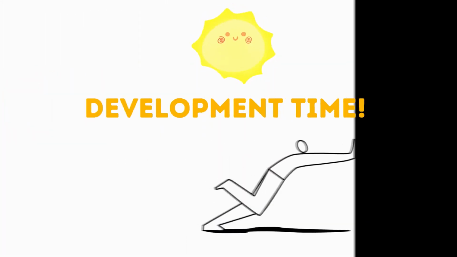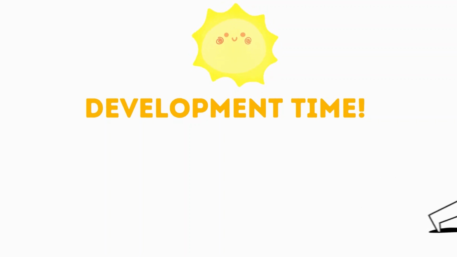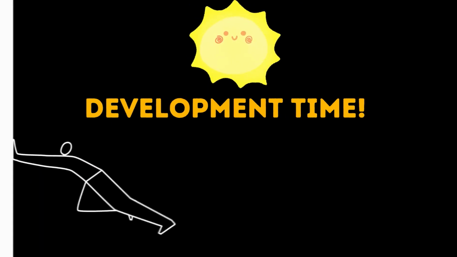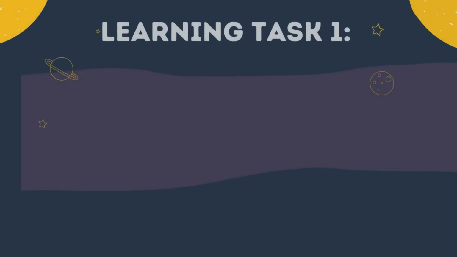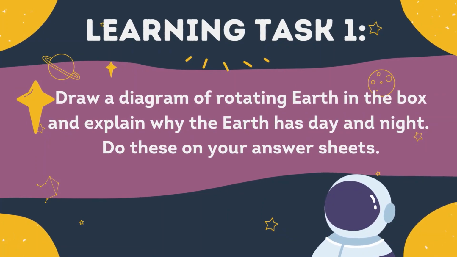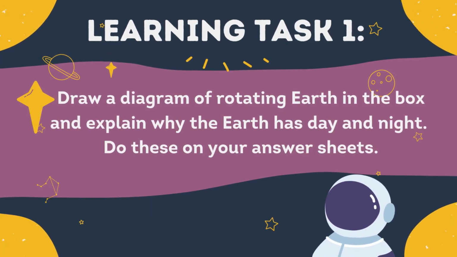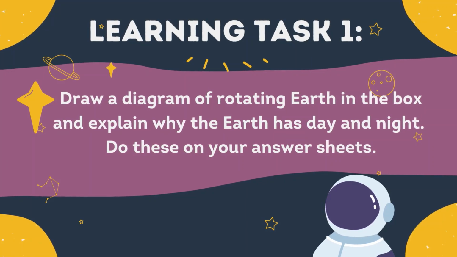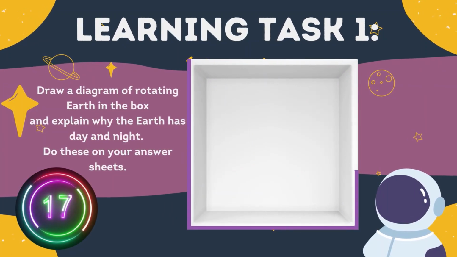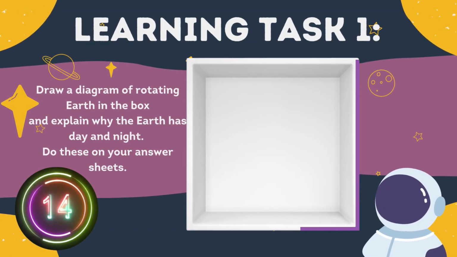Now it's development time. We have our learning tasks to follow. Let's go. Learning task 1. Just draw a diagram of rotating Earth in the box and explain why the Earth has day and night. Do this on your answer sheets. Good luck! So I'll be giving you more seconds so you could answer.